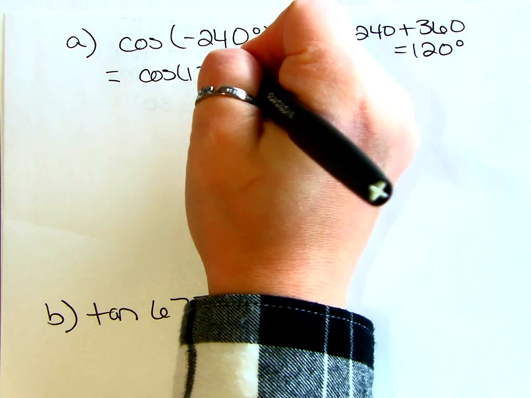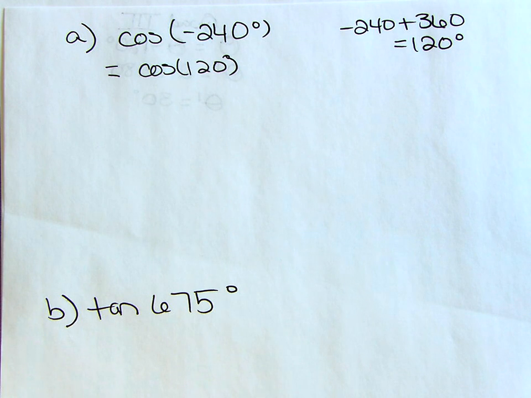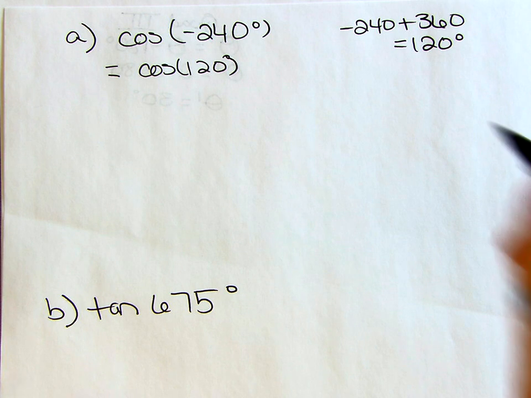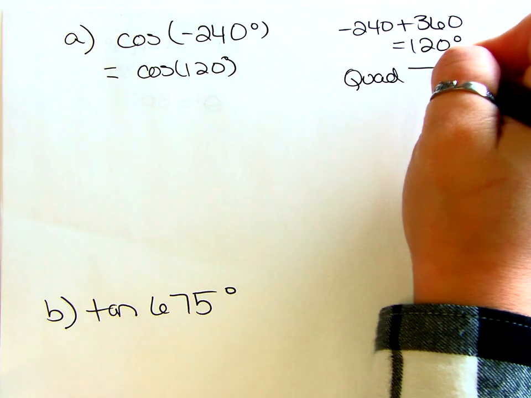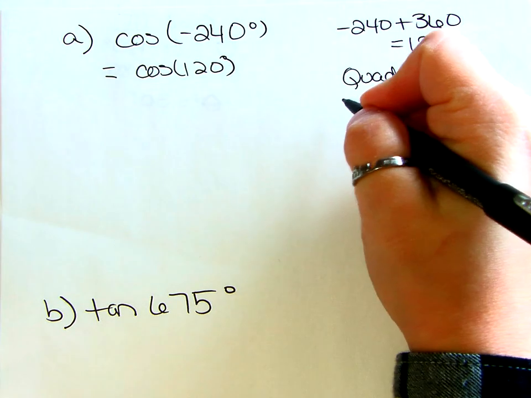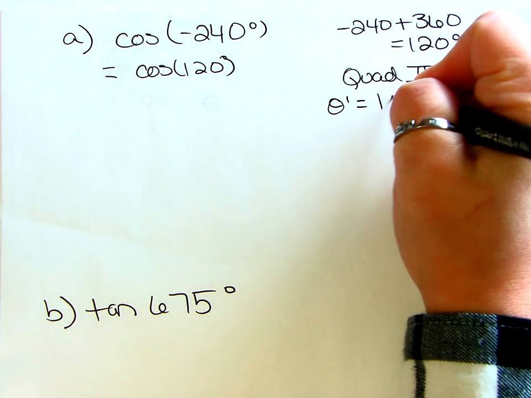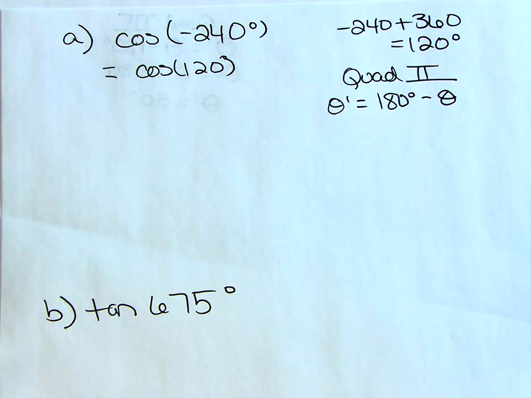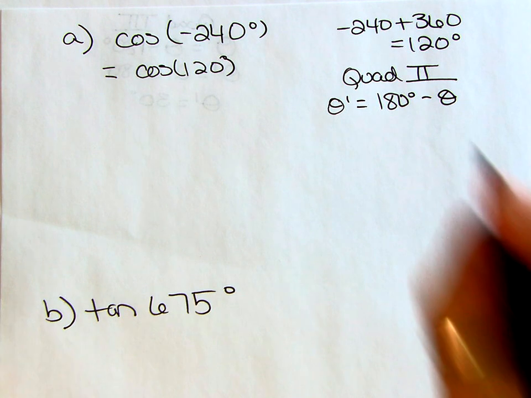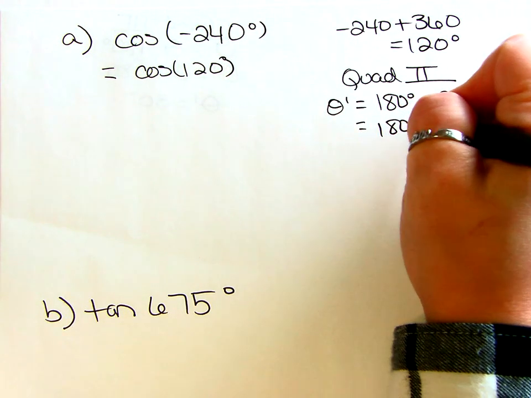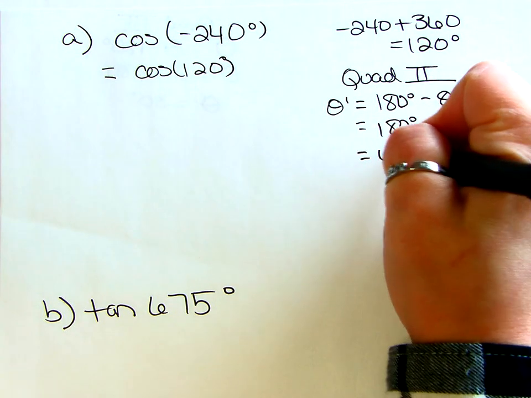Now, 120 is an obtuse angle, so we need to figure out a reference angle for it. What quadrant does 120 lie in? Yeah, it lies in quad 2. So if it lies in quad 2, your reference angle is going to be 180 degrees minus your theta. So in this case, it's 180 minus 120, and we find that our reference angle is 60.